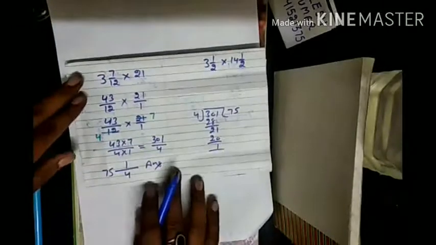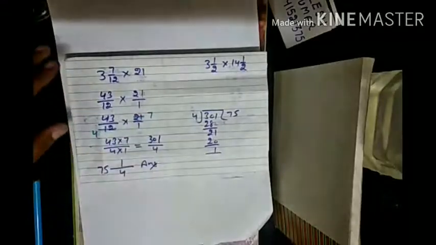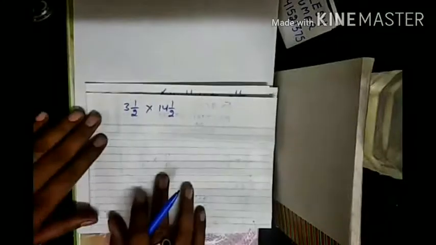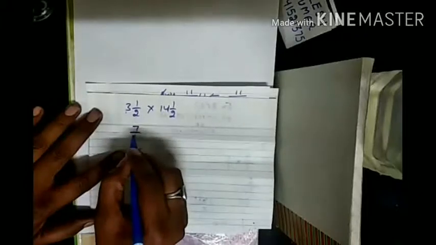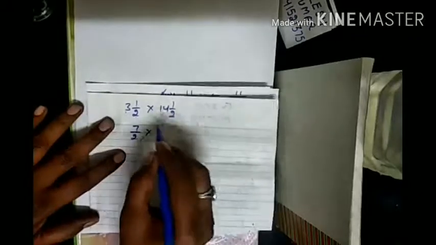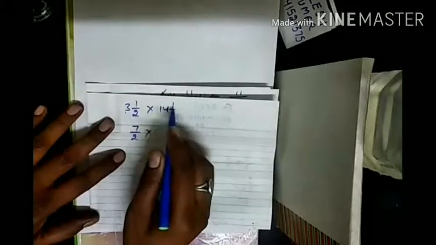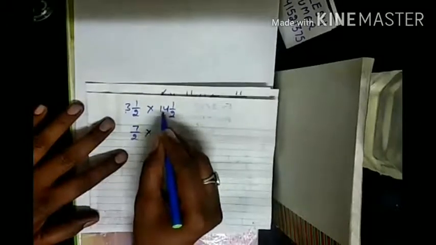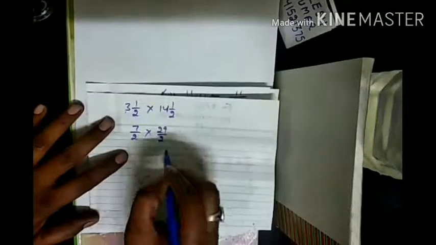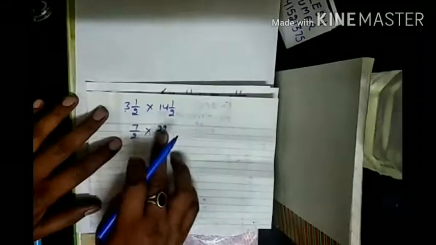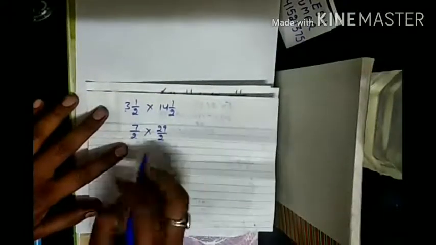Now in this way you can see how we solve this. In this question, first of all we will convert these mixed fractions into improper fractions. So 2 multiply 3 is 6, and 6 plus 1 is 7, so 7 by 2. 2 multiply 14 is 28, 28 plus 1 is 29, so 29 by 2. Okay, now 7 and 29 will be multiplied, and 2 will be multiplied with 2.